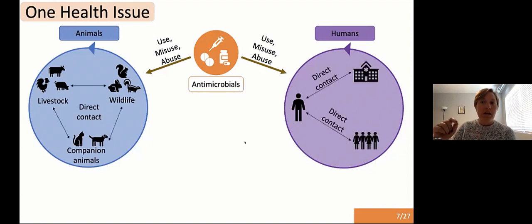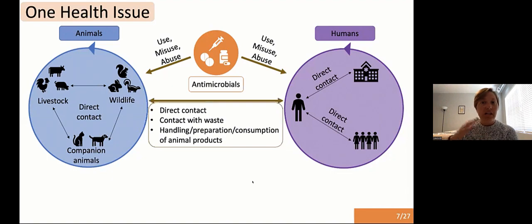It can also be easy to see how progression occurs within each sphere. So through direct contact animal to animal or direct contact human to human, especially in settings like hospitals or crowds. And then I also think it's pretty easy for people to conceptualize the exposure and the crossover that can happen between these two spheres. So in instances of keeping pets or being involved in any sort of animal husbandry, in handling animal waste, or even just the fact that we consume animal products.